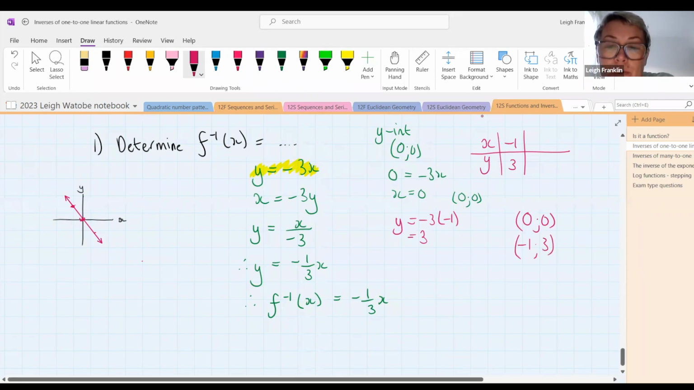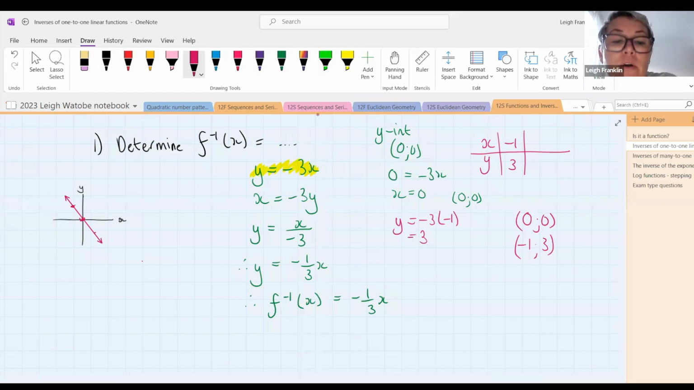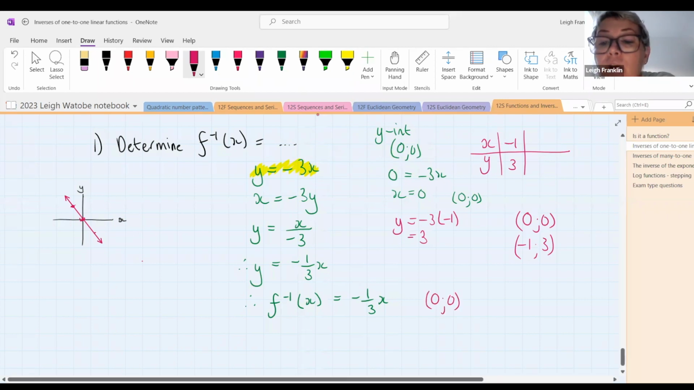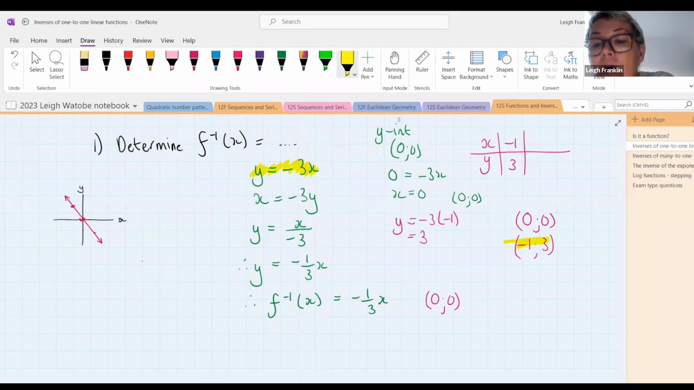What would this same coordinate on the inverse look like? Because remember, this is also going to go through 0 and 0, but it's not going to go through -1 and 3. What is this coordinate over here? So this bit over here, what point would that be on the inverse? Can anybody tell me?